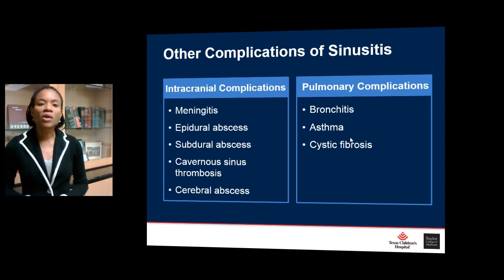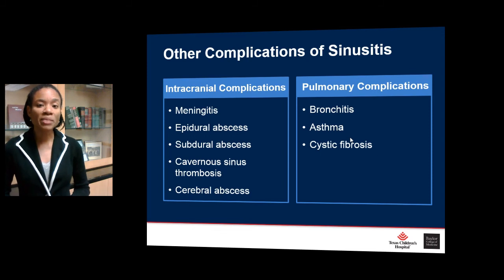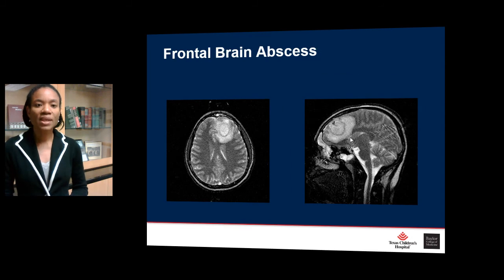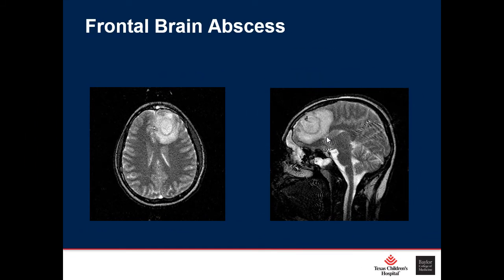Complications of sinusitis can also come in intracranial or pulmonary areas. In the intracranial section, there can be meningitis, epi or subdural abscesses, and cerebral abscesses. Pulmonary complications can be in the form of bronchitis, asthma, and cystic fibrosis. This is an example of a frontal brain abscess, and of course, I'm sure you have no problem seeing that. This sagittal cut on the right does remind us that the disease is likely coming from the frontal sinus, which is full of fluid here and has likely breached the bony barrier and entered the brain.